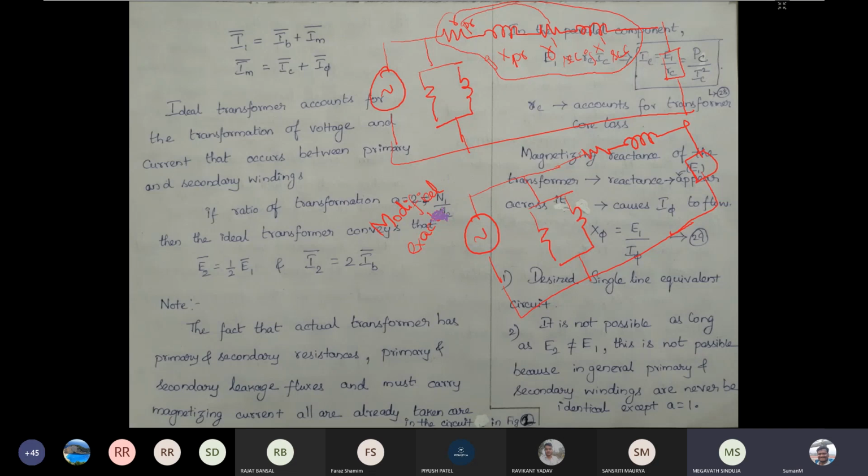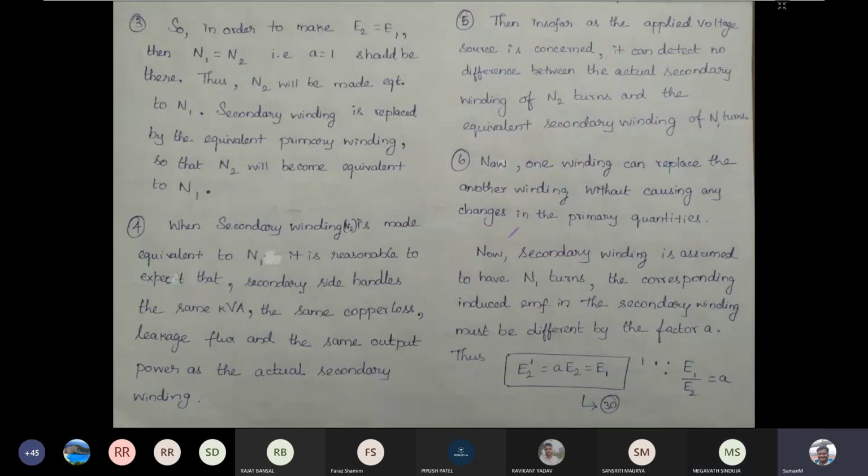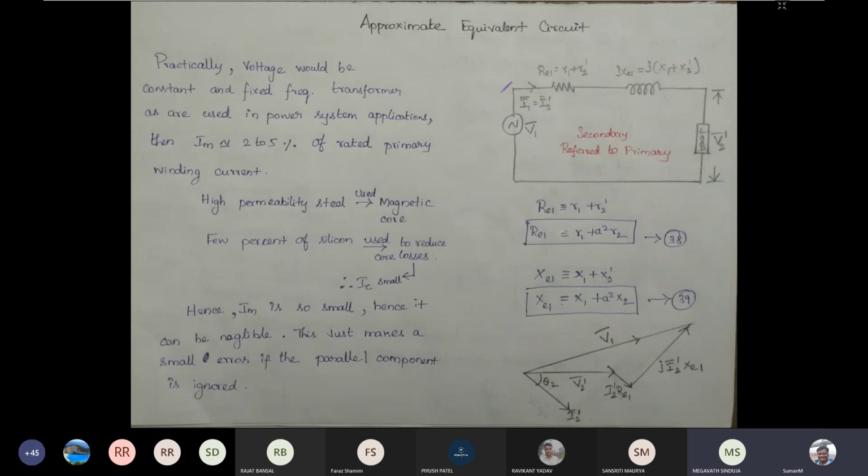Now coming to the approximate equivalent circuit, what we are going to do is remove the shunt element. There was a shunt element here in the modified equivalent circuit, that we are going to neglect. Why are we neglecting it? The current flowing through this path is nearly 2 to 5% of the rated current. So the current flowing through this path can still be reduced by choosing a particular material. The current flowing through this can be reduced further by using an appropriate magnetic core material.